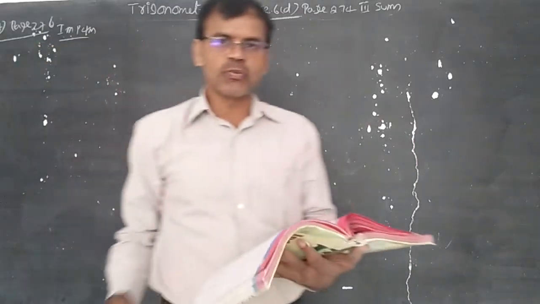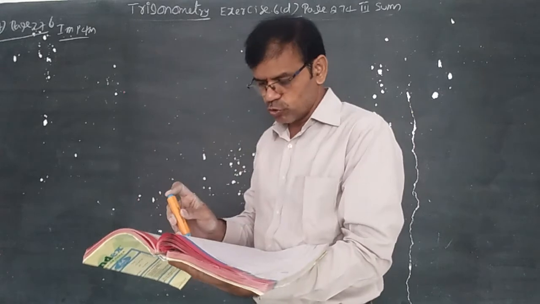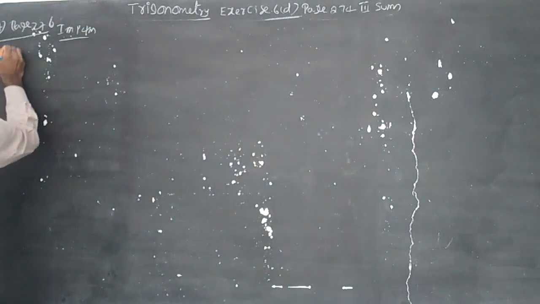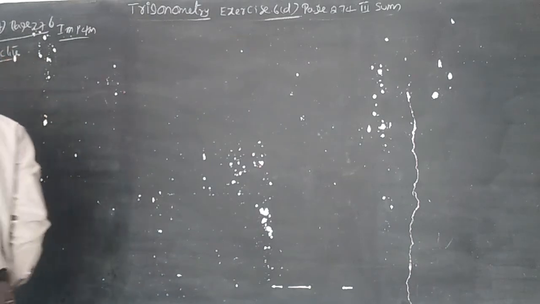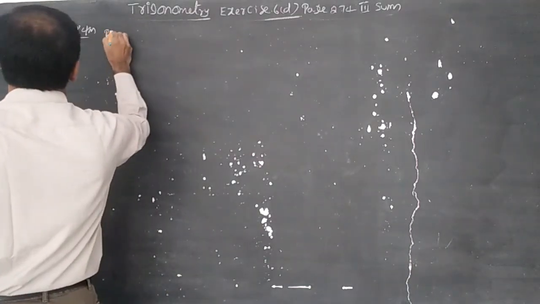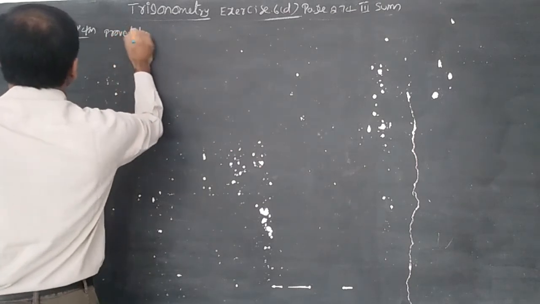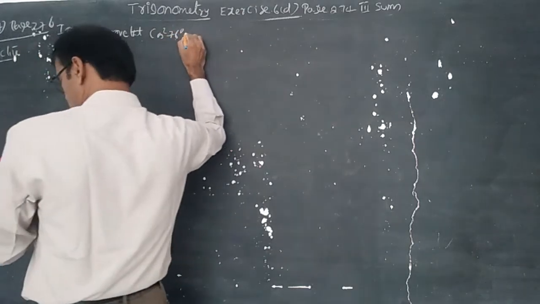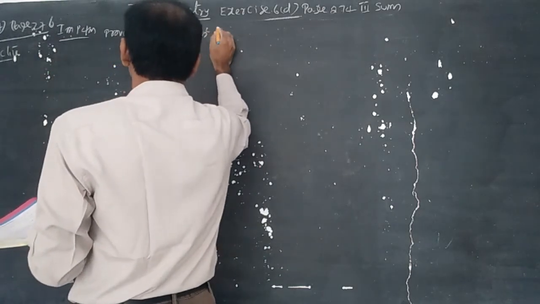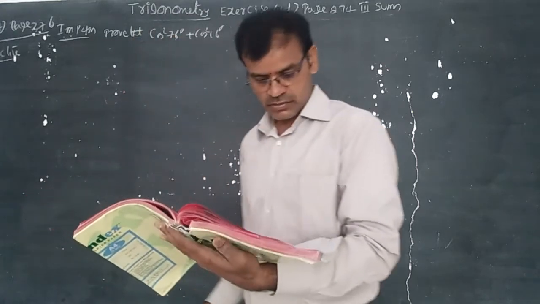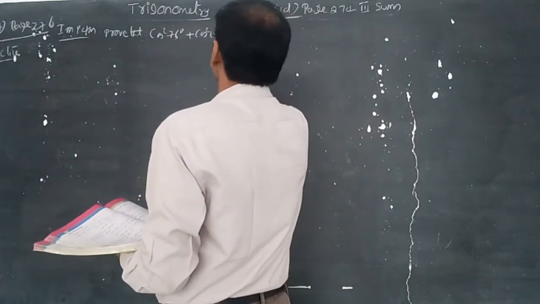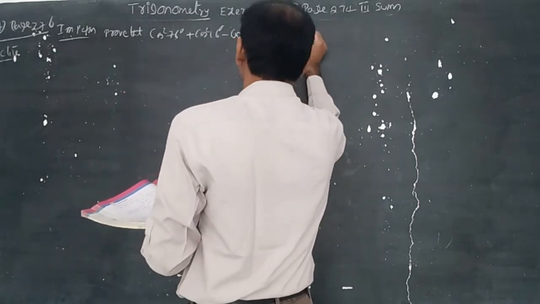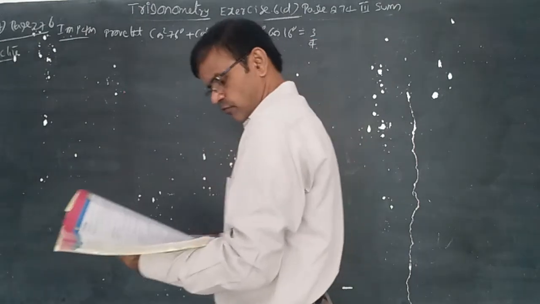This chapter contains 2 plus 4 plus 7 weightage. So it is important for 4 marks, and also an important objective question in the MSET level. Prove that cos square 76 degrees plus cos square 16 degrees minus cos 76 degrees into cos 16 degrees is equal to 3 by 4.